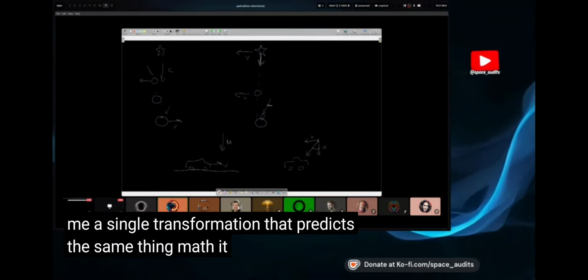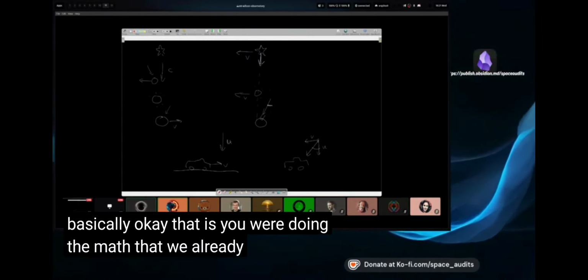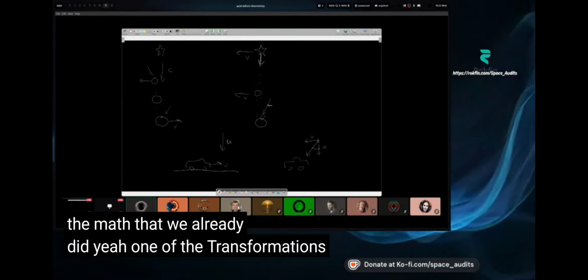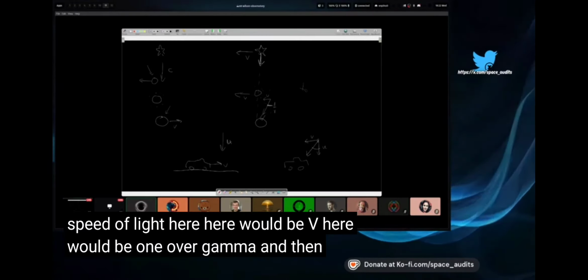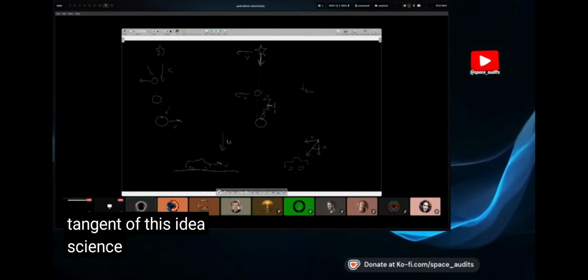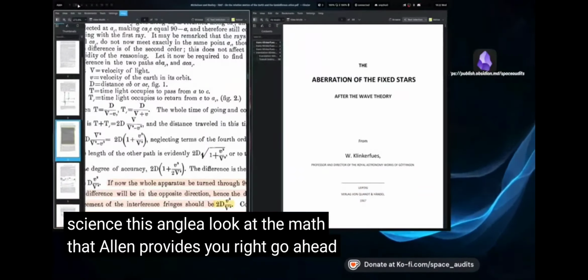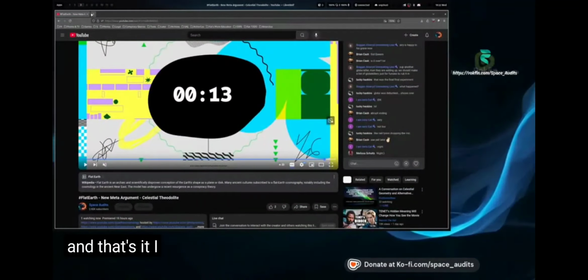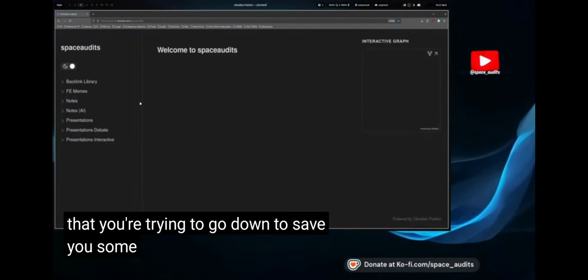Math it out. That's what I was trying to do here. Basically, you were doing the math that we already did. One of the transformations actually already did. So basically, this speed of light here would be v, here would be 1 over gamma, and then the tangent of angle theta, c over gamma, gamma v over c. Look at the math that Alan provides you. I want you to check his math and see if it is in the same vein that you're trying to go down, to save you some time.